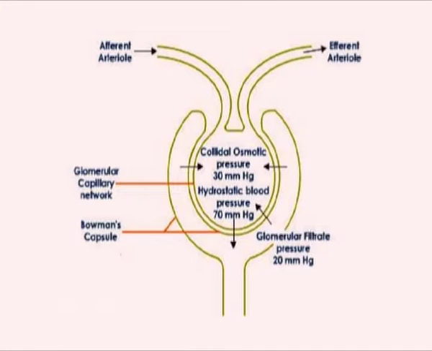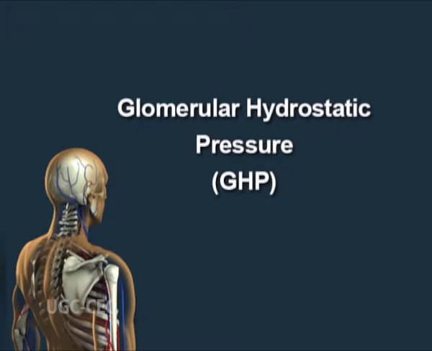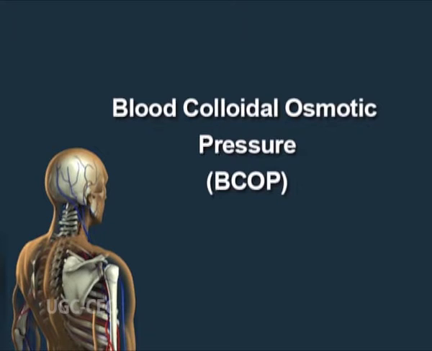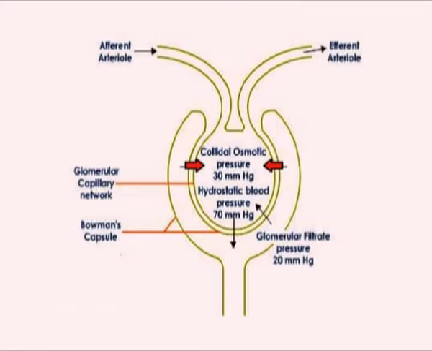Glomerular filtration occurs because the pressure of the blood flowing in the glomerular capillaries is higher than the pressure of the filtrate in Bowman's capsule, due to the narrower efferent arteriole. This is known as the glomerular hydrostatic pressure or GHP, which is about 70 to 90 mm mercury. The blood colloidal osmotic pressure or BCOP, due to plasma proteins in the glomerulus, is about 30 mm mercury.